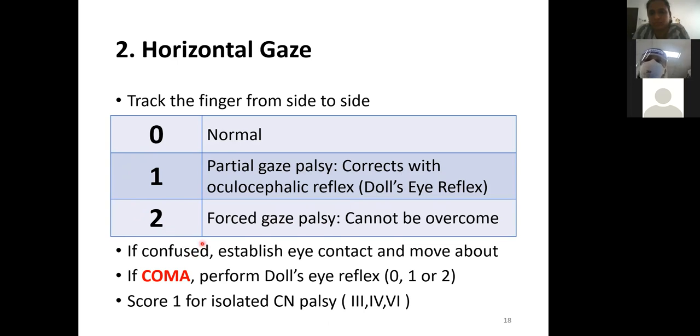Okay. If the patient is confused, but is opening eyes, then you can just walk around the bed. Usually if the patient can maintain eye contact with you, the patient will follow you walking to the left of his bed, walking to the right of his bed, then this one is normal. But if the patient is comatose, then you will open the patient's eye and perform the doll's eye maneuver. If the patient only has isolated cranial nerve palsy, 3, 4, or 6, then you score 1.